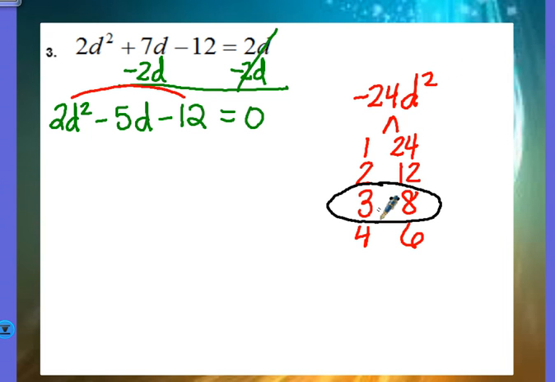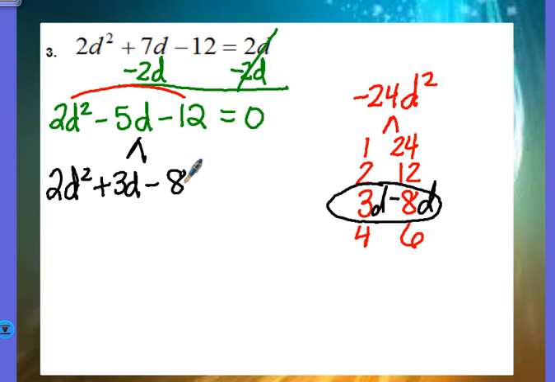We must take the d squared and give it to both of our terms here. Let's replace the middle term with our 2 new chosen factors. 2d squared plus 3d minus 8d minus 12. Bring down the equals 0. It's time to do our mini GCF problems. The first one, the GCF is d.